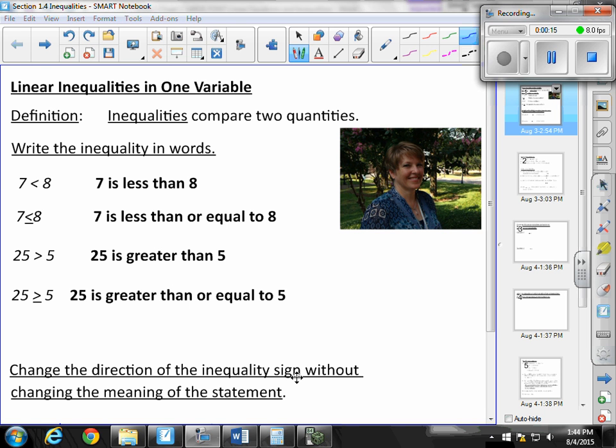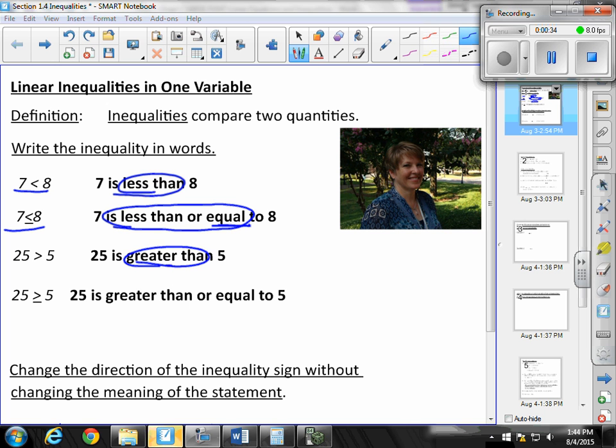When you see the symbol pointing towards the 7 or pointing towards the left, it means 7 is less than 8. When the symbol has a little bar under it, it means it can be less than or equal to. So or equal to has the bar.